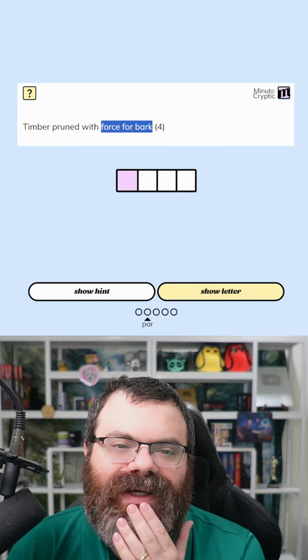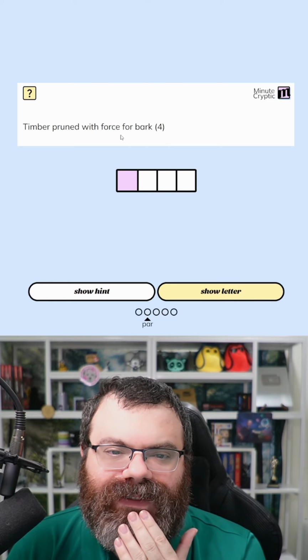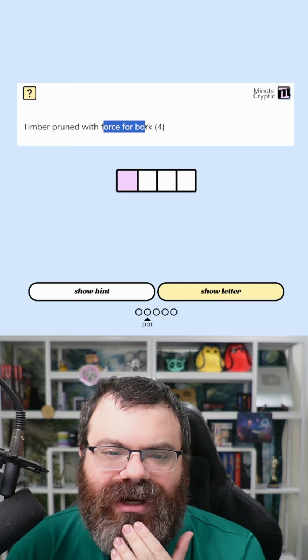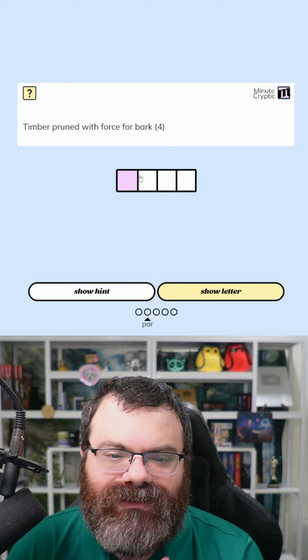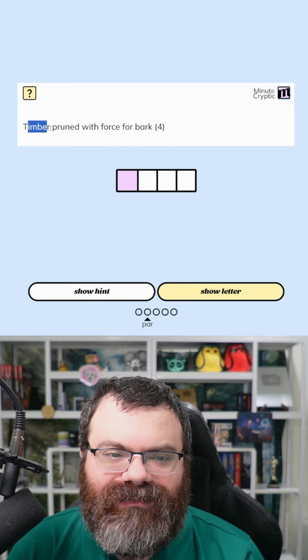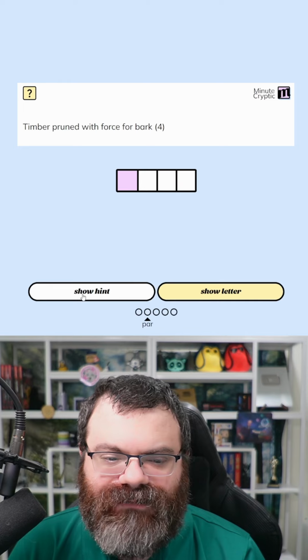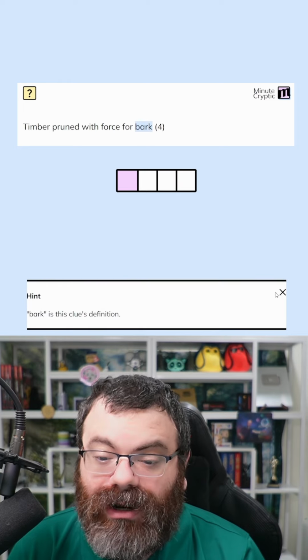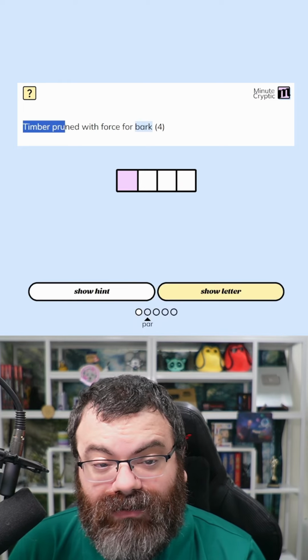It's so short. So how are we doing this? Or dog. Dog is a force for bark. But none of that means timber. Okay, I'm going to double check that timber is our definition by showing the hint. Bark is our definition. Okay.